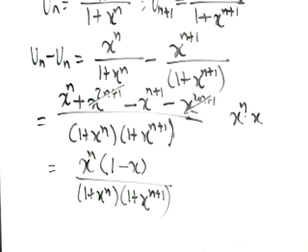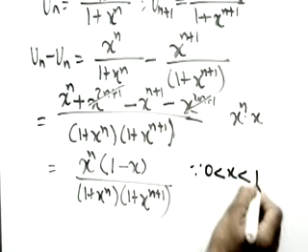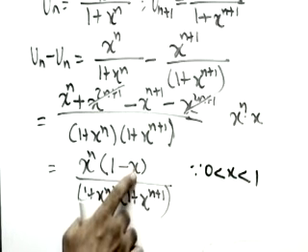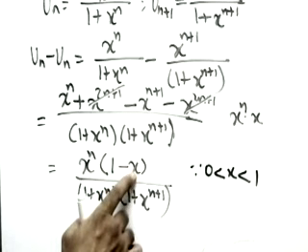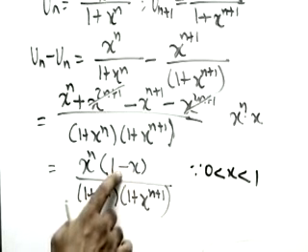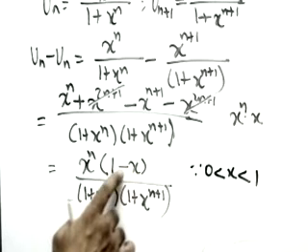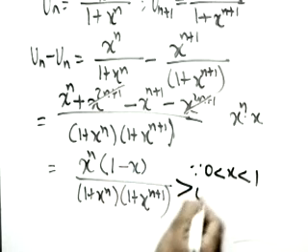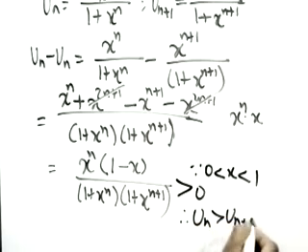You see here, because x lies between 0 and 1. What is given here? Since 0 less than x less than 1, this value is less than 1. So this will be positive only because x is less than 1. So this value will be greater than 0. 1 minus something less than 1 means it will be positive. So this will be greater than 0. Therefore, u_n is greater than u_(n+1).